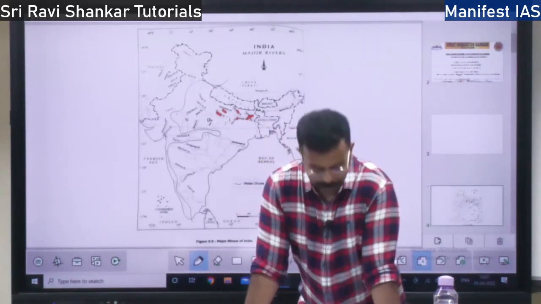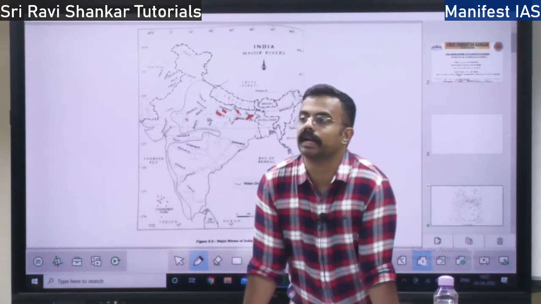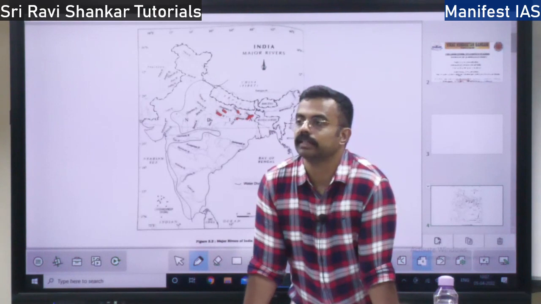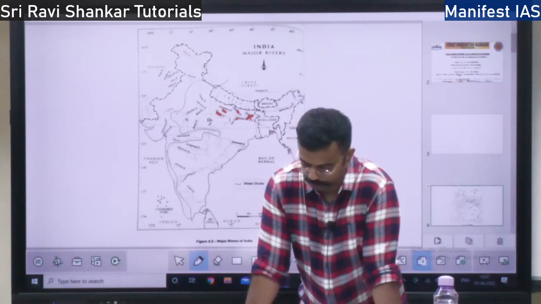To protect the Ganga from pollution and conserve the Ganga river, we have the Namami Gange project by the government of India. It is a flagship scheme, right? So the Namami Gange project.